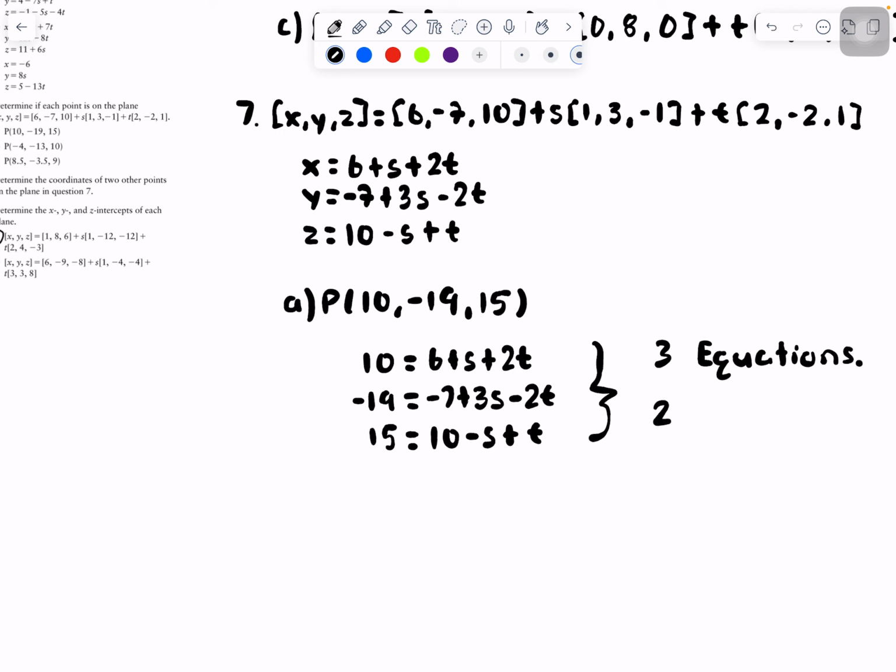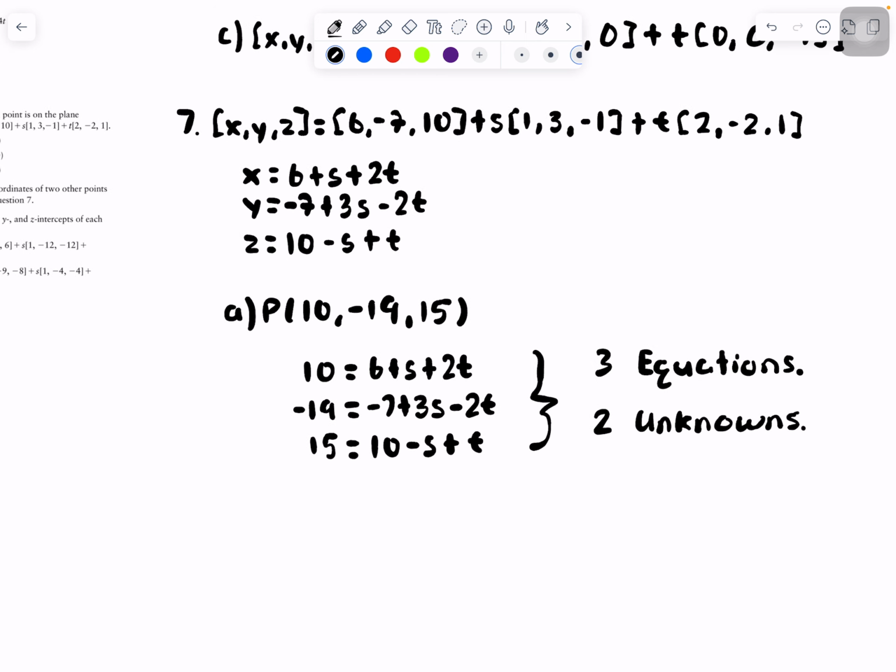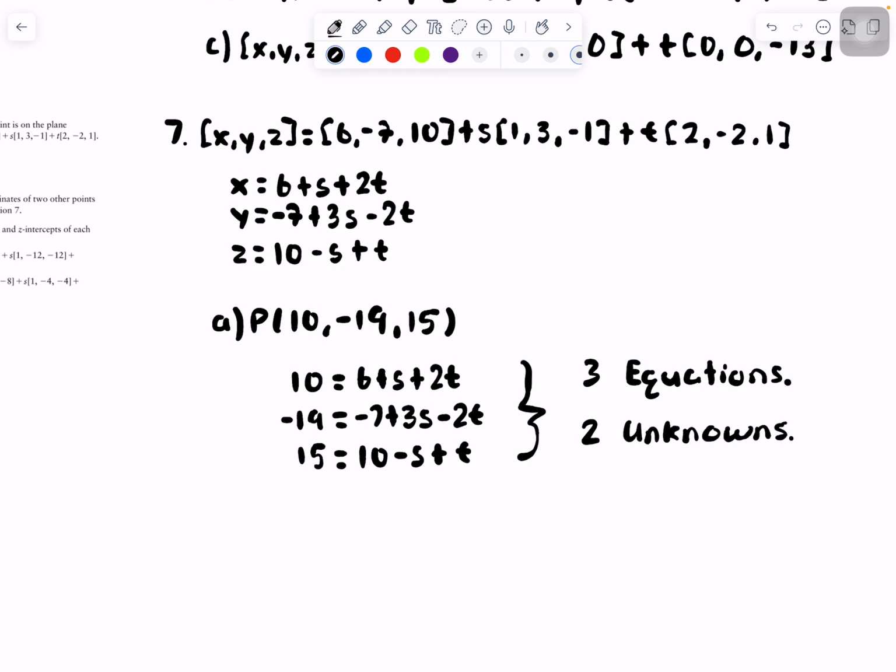But only 2 unknowns, s and t, right? So there's not really a word for this that I know of in the math jargon, but I like to refer to this system as being oversaturated, meaning there's more equations than there are unknowns. When you're used to doing elimination or substitution, there's an equal number of equations and unknowns. So this system has 1 more equation.